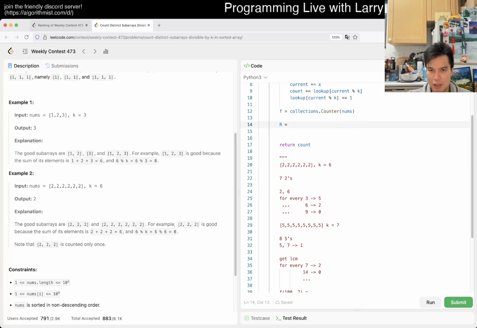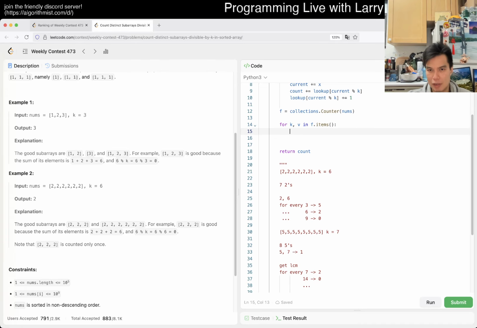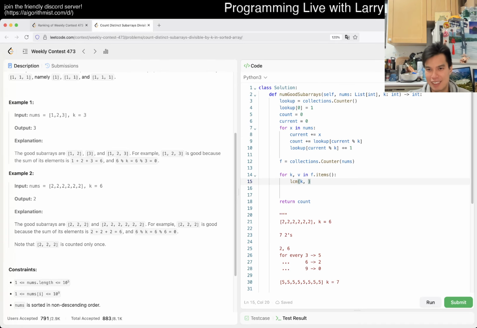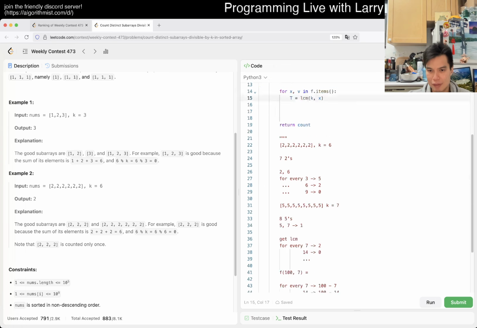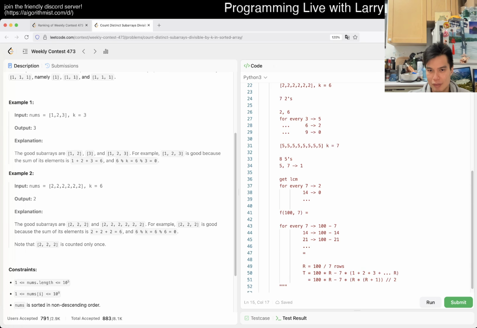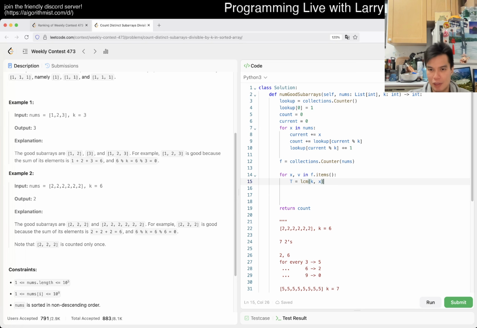Okay, so LCM for key values in f of items. So then we have LCM of k. Oh, this is bad. I named them both k's. Let's just say k and x. So L is equal to this, and maybe the thing that we care about, t, is equal to the LCM divided by x, right?